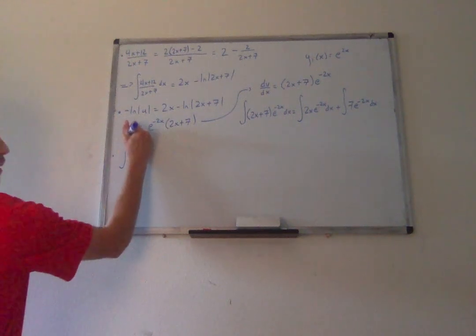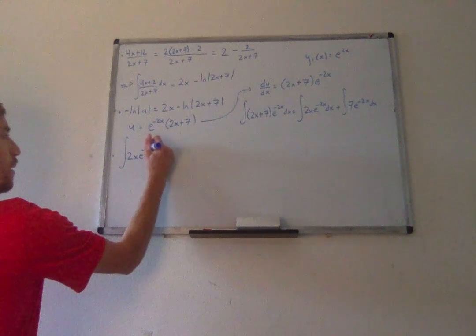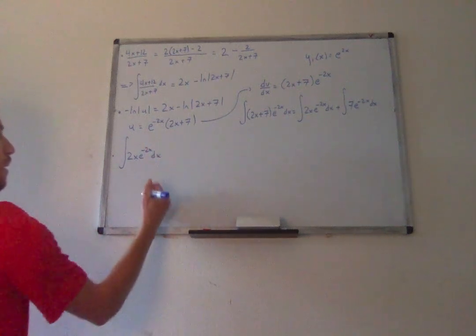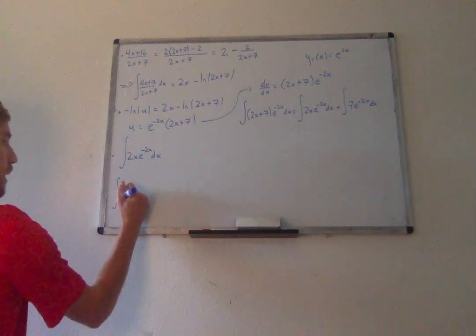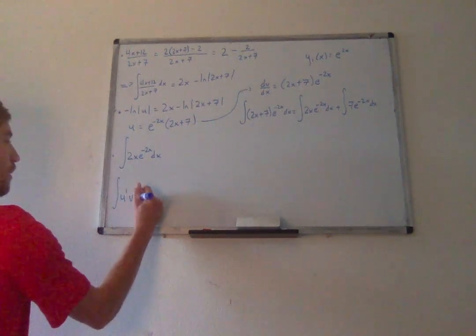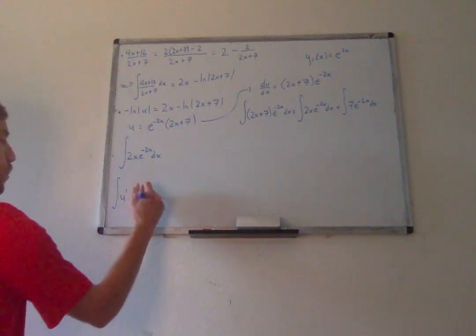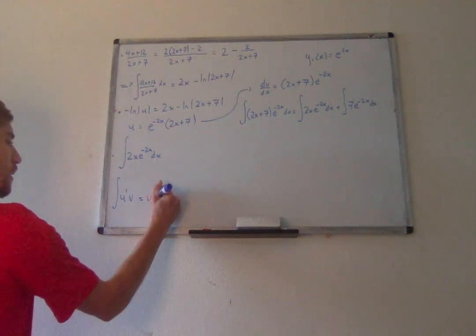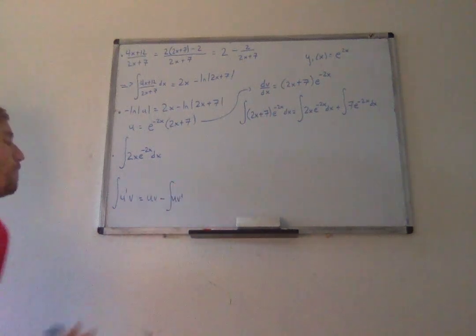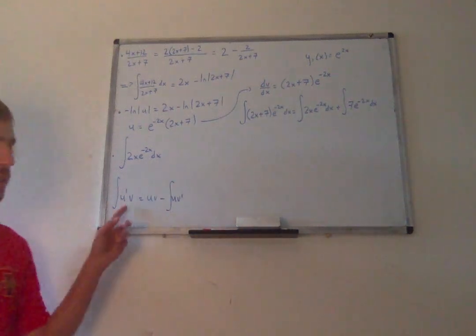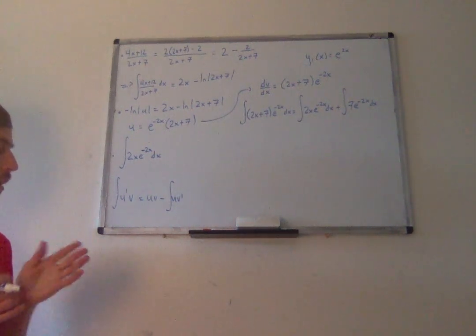So for this integral here, we want to use integration by parts. So remember, the integration by parts formula says that the integral of u prime v is equal to uv minus the integral of u v prime. I always remember this. This is the reverse product rule.